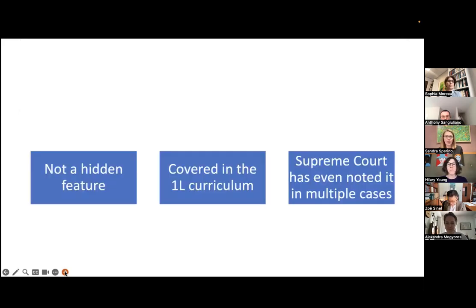So one of the things I point out in the paper is that this kind of bundled approach to tort law is not some hidden feature. It's not as if the Supreme Court justices are tort scholars, which they're not, right? Federal law is not typically tort law, and they're not generally experts on state law, where tort law is centered in US law. So it's not as if this is some obscure feature of tort law that they're just missing. Indeed, this idea is covered in the first year curriculum.